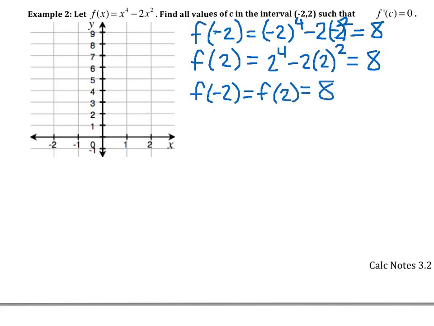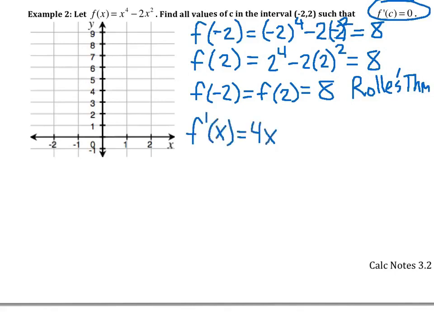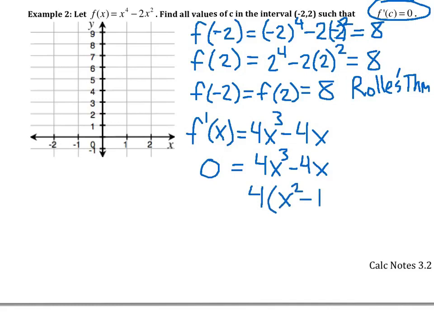So that means Rolle's theorem applies, and we're going to get at least one value that gives us a derivative of 0. So let's find what that is. f prime of x equals 4x cubed minus 4x. We'll set it equal to 0 and then solve. So we can factor out a 4x, and we're left with x squared minus 1.